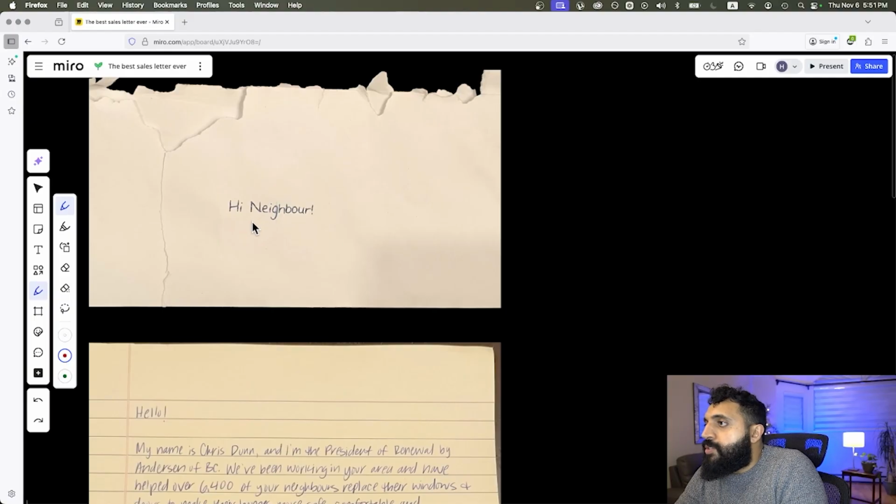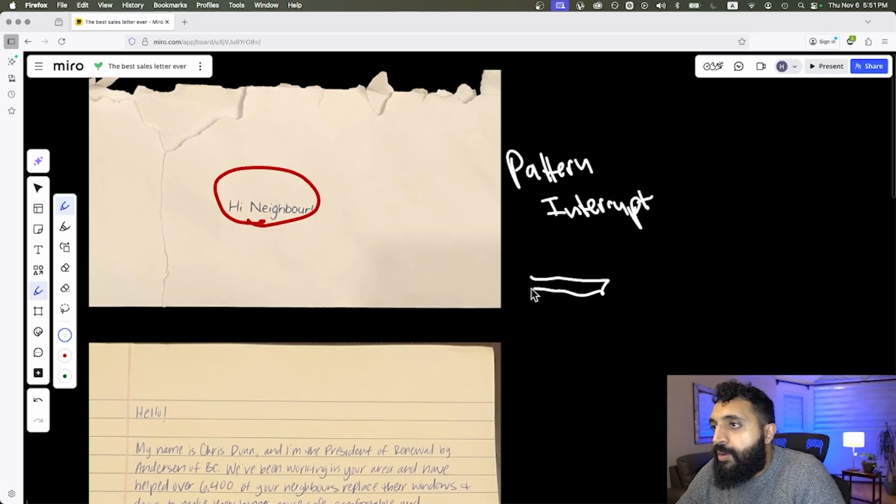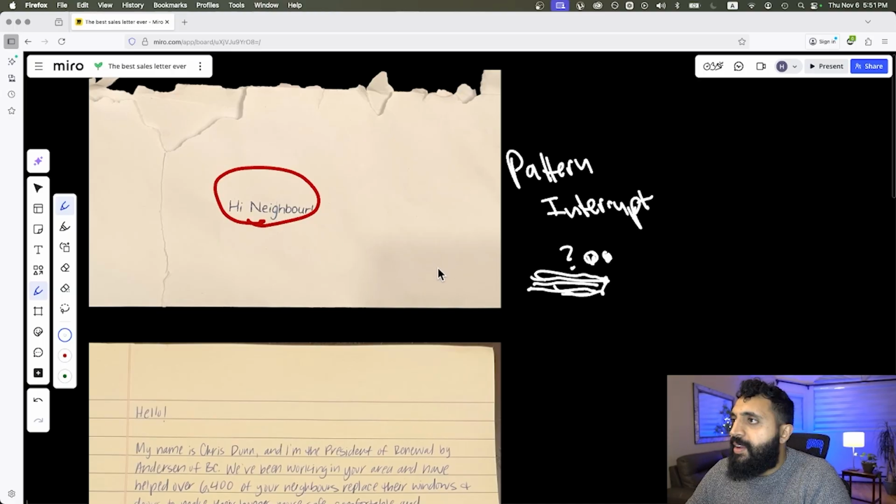All right, so first things first, what we want to talk about and address is what I like to call a pattern interrupt. The idea of a pattern interrupt is really that if I open up my mail and I have a stack of mail over here, right? These are just the different mail pieces that I have. And then all of a sudden, there's this piece over here. It's going to make me look at that and be like, huh? What is this? And the Hi Neighbor and the slightly smudged pen, it just makes it seem so real. Like I literally thought that this was a neighbor of mine reaching out to me.